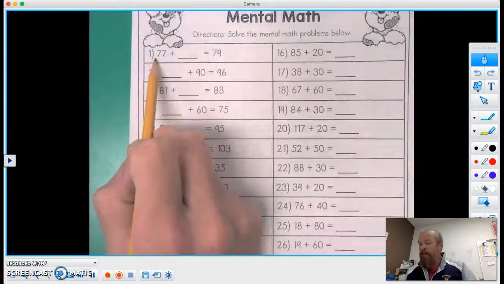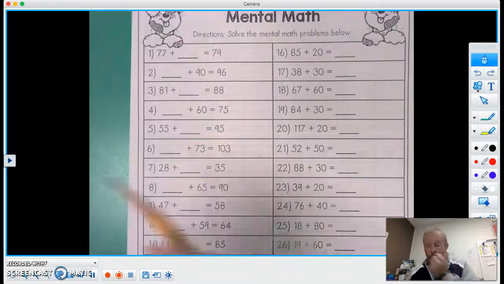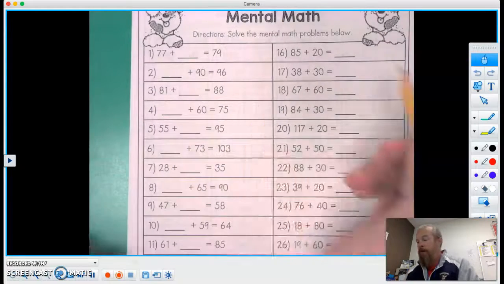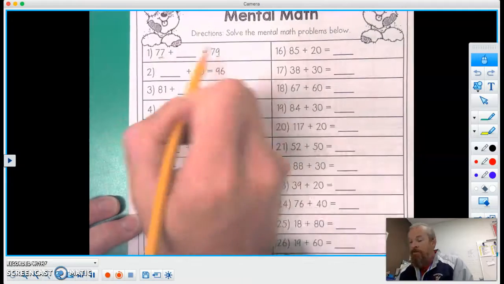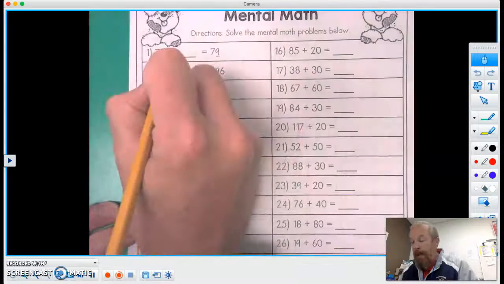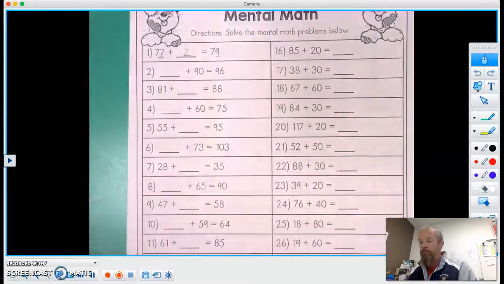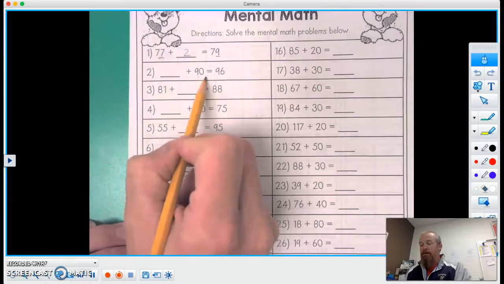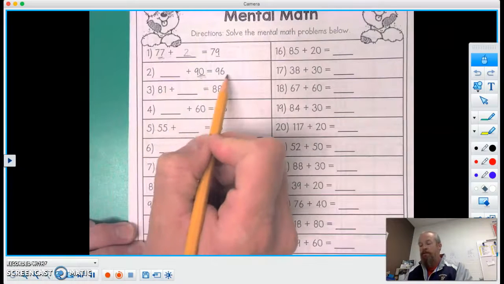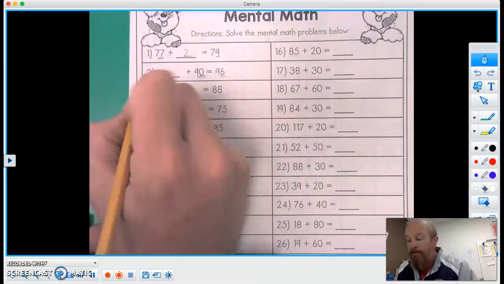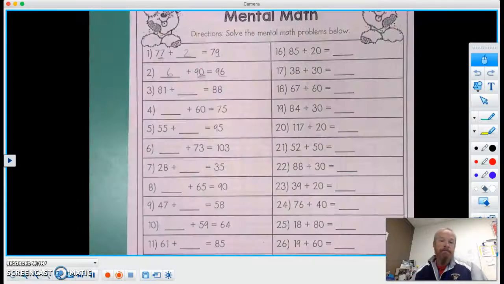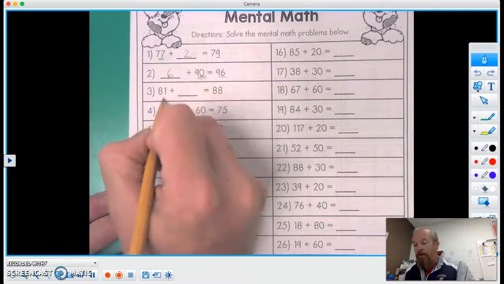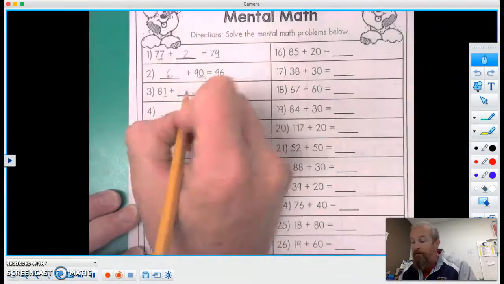All right, so 77 plus a number equals 79. I'm looking at the 7 and the 9 in the ones. To get from 7 to 9, we're going to add 2. Not too bad. And again, something plus 90 equals 96. We have the 0 and the 6, so we're going to add 6. 6 plus 90, 96. Again, to get from 81 to 88, we're going to add what to get there? 7. Good.